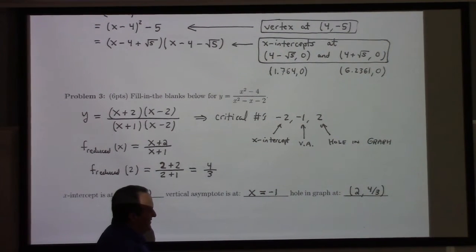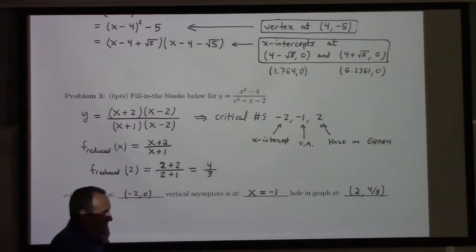I mean, my brother says that if a student tells you that the hole in the graph is at 2, and then you say, no, the hole in the graph is 2 comma 4/3, you're just a jerk. So I don't want to be a jerk. I want to count 2 as correct here, but it would be good if you knew how to get the 4/3.